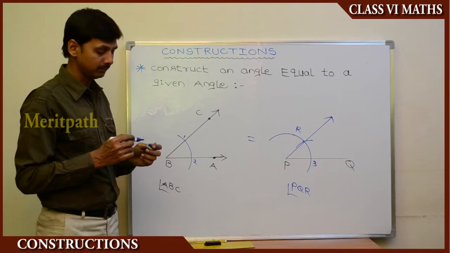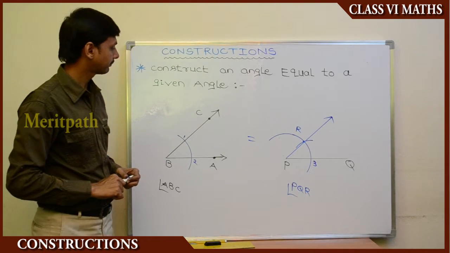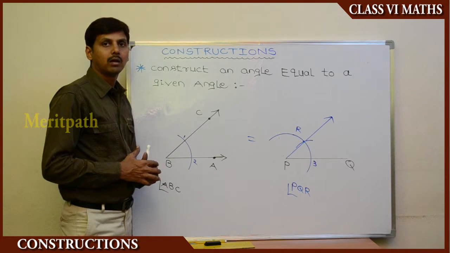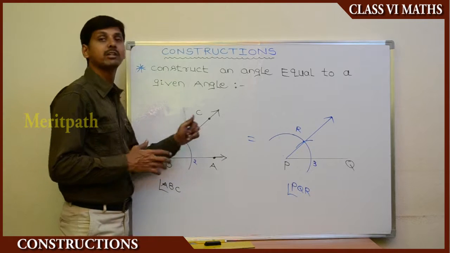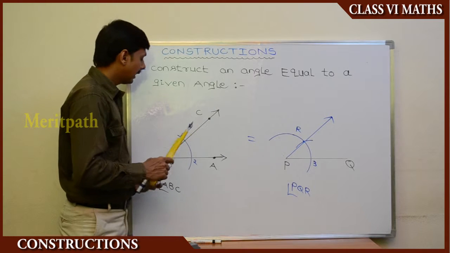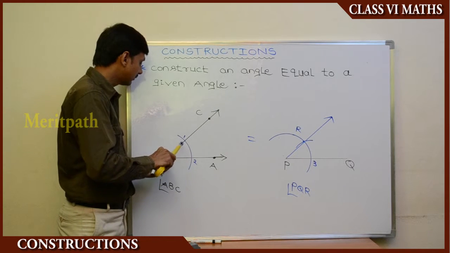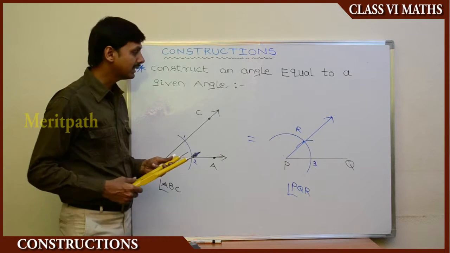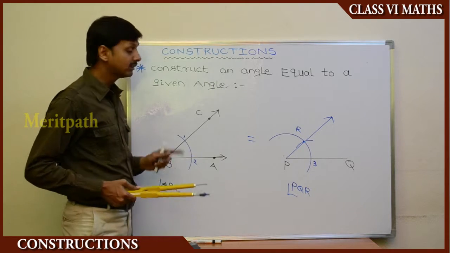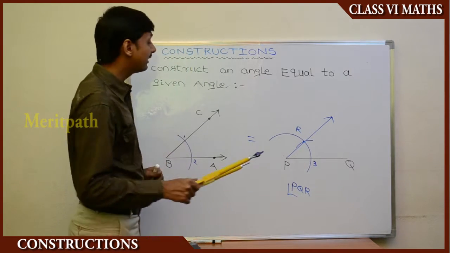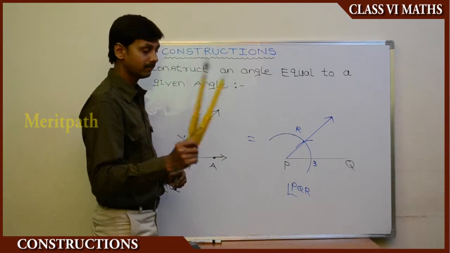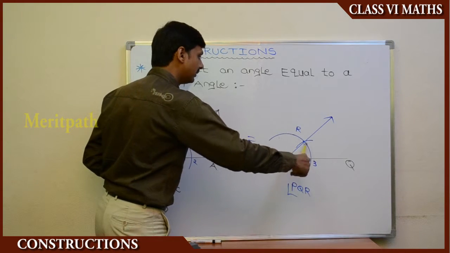These both are equal. Let's recall what we have done here. We have taken angle ABC first. We considered some angle ABC we drew, and after that we took the compass with a convenient radius. We made an arc. Using the same radius as on this angle ABC, using the vertex P, we've done the same arc.